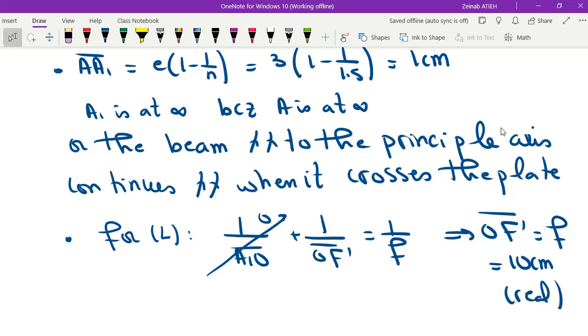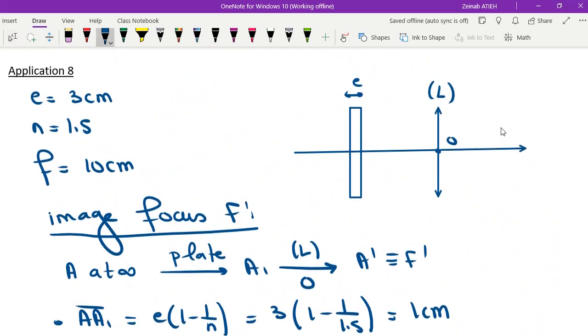If I want to see it on the figure, see how easy it is. Light is coming parallel. This is the light. Light is coming parallel and continues parallel. Since it arrives parallel on the lens, it goes to the focal point F prime, the focal distance of the lens, the image focus of the lens. That is why OF prime is equal to 10 centimeters, the same as that of the lens.